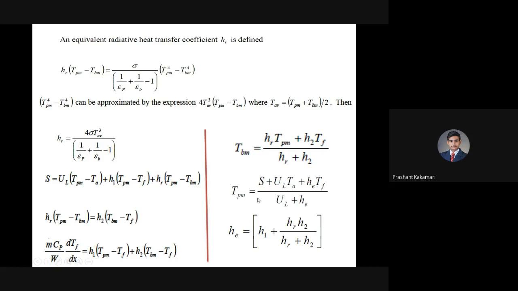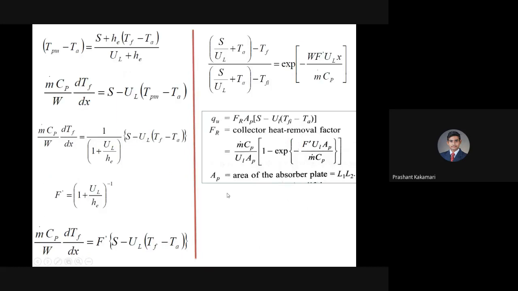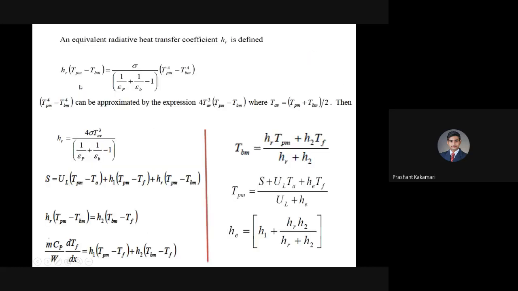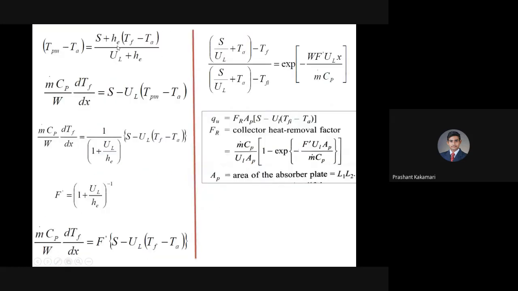So once HE, TBM and TPM are substituted, we can write TPM minus TA from the first equation. I can write TPM minus TA equal to S plus HE into (TF minus TA), divided by UL plus HE. Like this we can write. This is the simplified form of the first equation, TPM minus TA equal to S into this.